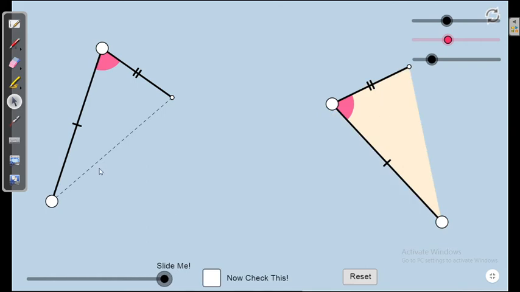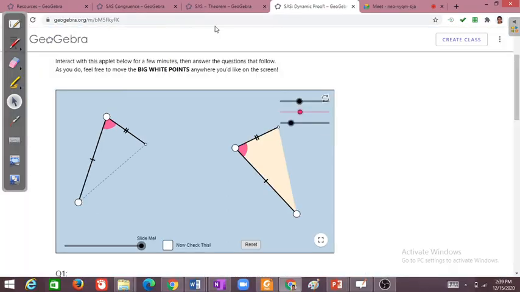So what can you see from this? They are congruent. The two triangles are congruent. So whenever you are given two sides as well as the included angle of two triangles and they are equal, then the triangles will be congruent. So is that clear for all?